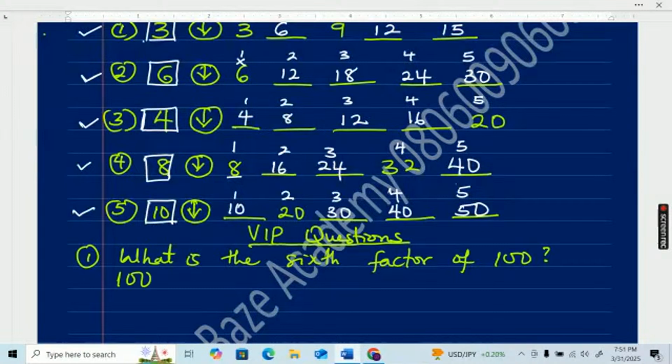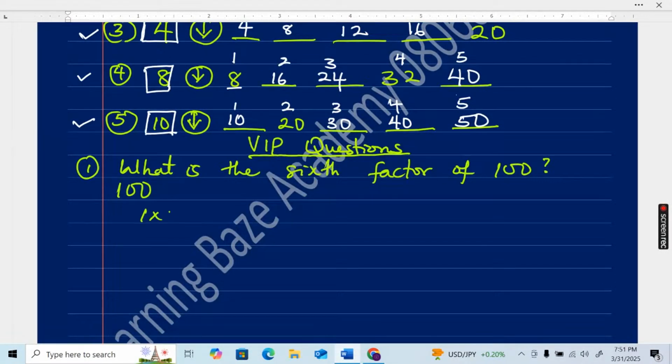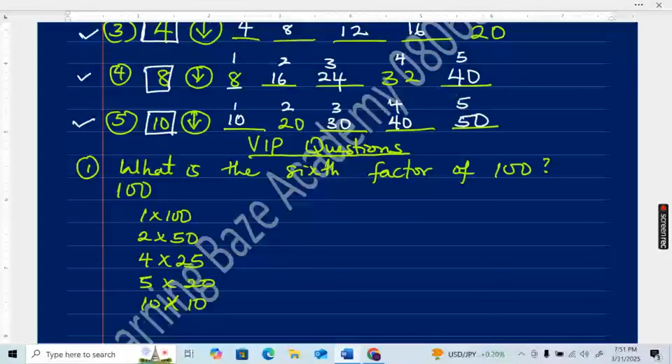What are the factors of 100? They are the numbers that can divide 100 without a remainder. All right? 1 times 100 will give us 100. 2 times 50 will give us 100. 3 cannot divide 100. It is not a factor of 100. 4 times 25 will give us 100. 5 times 20 will give us 100. 10 times 10 will give us 100. Next number will be 20, then 25, 50.